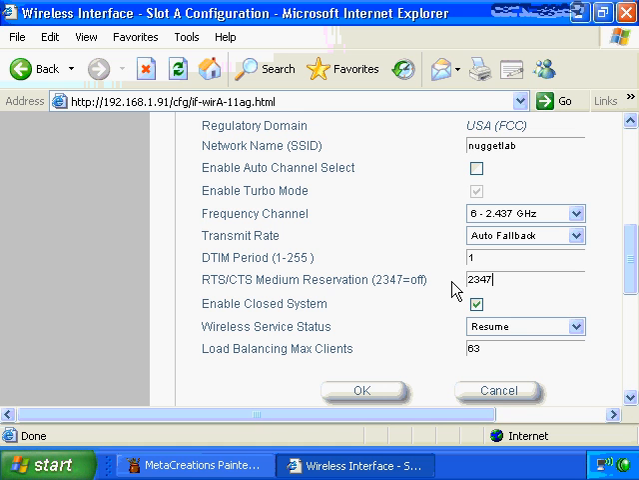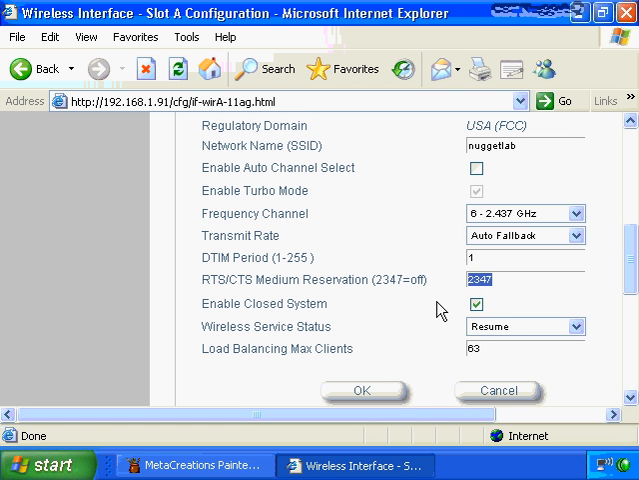However, if I were to change this number to anything between 0 and 2346, that would enable RTS with a threshold. So this simply means that I can control which packets are announced using the request to send frame and which packets are cleared to be sent by the wireless station by using the cleared to send frame. So because collisions usually affect larger packets than smaller packets, what we can do with this configuration is that we can set the RTS-CTS threshold to only respond to or only work for packets over a certain size limit.